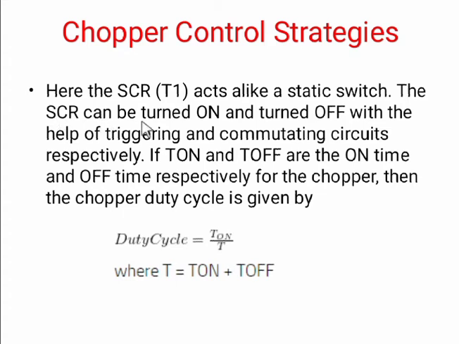The SCR can be turned on and turned off with the help of a triggering circuit or a commutation circuit respectively. That means it is turned on by the triggering circuit and turned off by the commutating circuit. So if we consider T on and T off as the on time and off time of the chopper, the duty ratio is given by the duty cycle D equal to T on divided by T, where T is the total time, T on plus T off. So duty cycle is defined as T on by T.